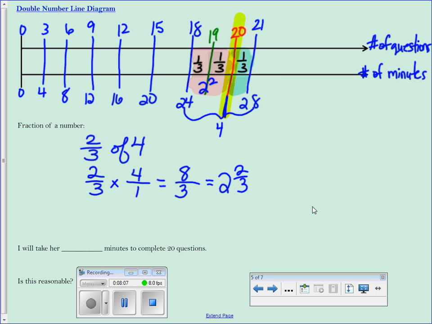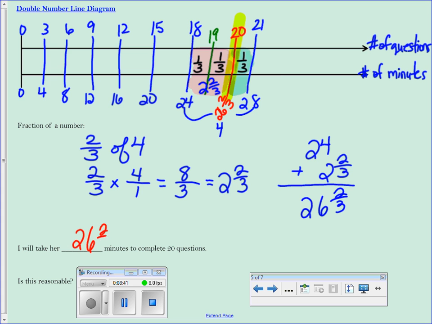But now 2 and 2/3 only represents that pink area, not how many minutes. So what do I have to do? I have to add it to the 24. So 24 plus 2 and 2/3 is 26 and 2/3. So my answer is 26 and 2/3. So it'll take her 26 and 2/3 minutes to complete those 20 questions. How come we had to do a mixed number? Because I didn't want to leave it as an improper fraction and add that to the 24 minutes that she already took.